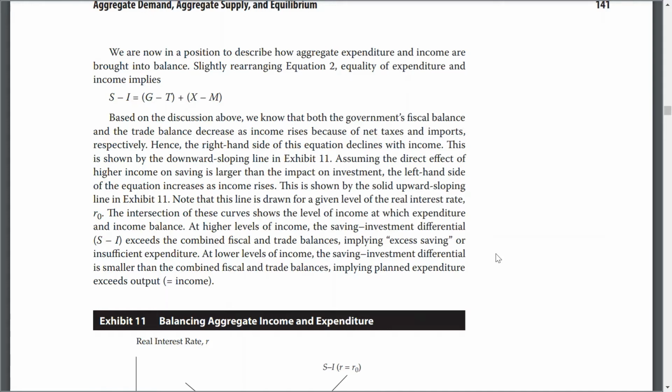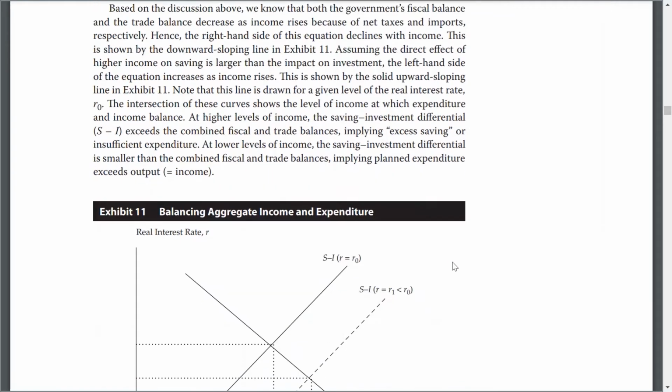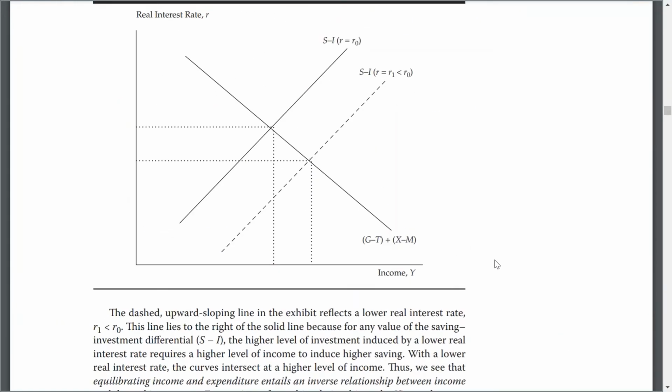Note that the line is drawn for a given level of real interest rates, or R0. The intersection of these curves shows the level of income at which expenditure and income balance. At higher levels of income, the saving-investment differential, or S minus I, exceeds the combined fiscal and trade balances, implying excess saving or insufficient expenditure. At lower levels of income, the saving-investment differential is smaller than the combined fiscal and trade balances, implying planned expenditure exceeds output. So this is what balancing aggregate income and expenditure looks like.